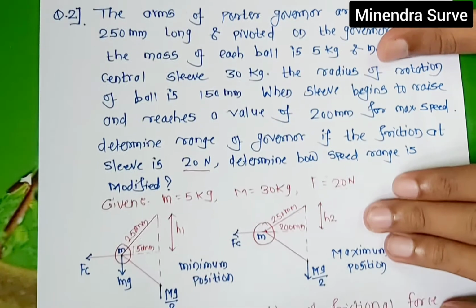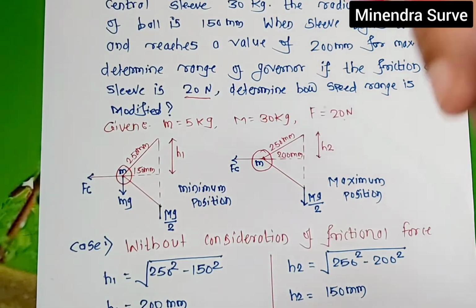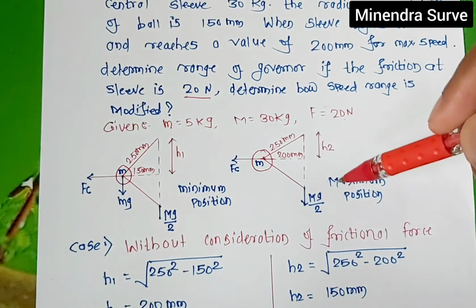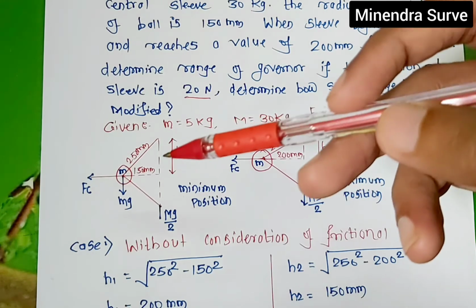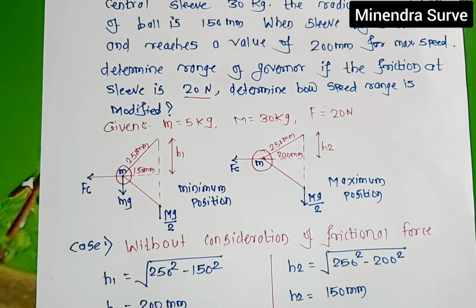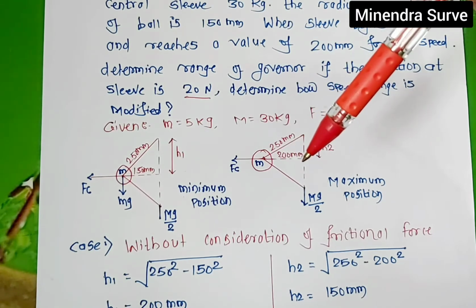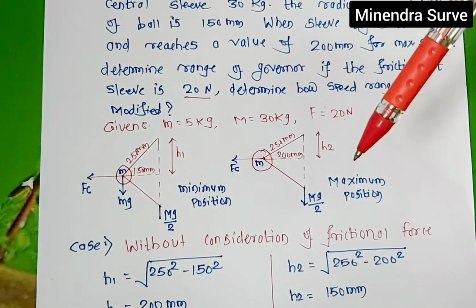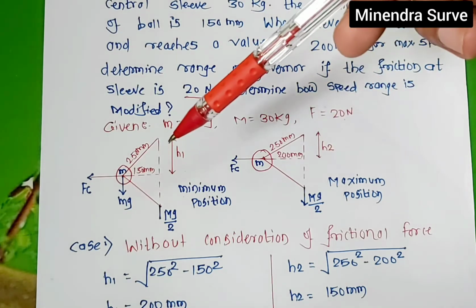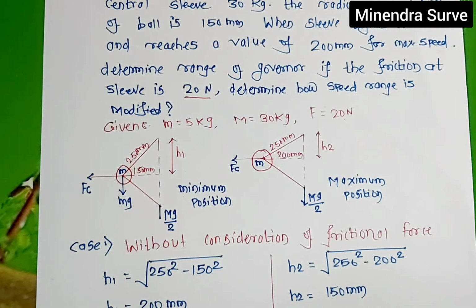Let's solve the problem. Here is our figure. You have to draw both figures, first indicating the minimum position and second indicating the maximum position. For the minimum position, the radius of rotation is 150 mm when the sleeve begins to rise, and it reaches the maximum position at 200 mm. We have drawn the minimum and maximum position schematic figures. Here is H2 and this is H1. The arm length of the governor is 250 mm each, so both arms are equal.